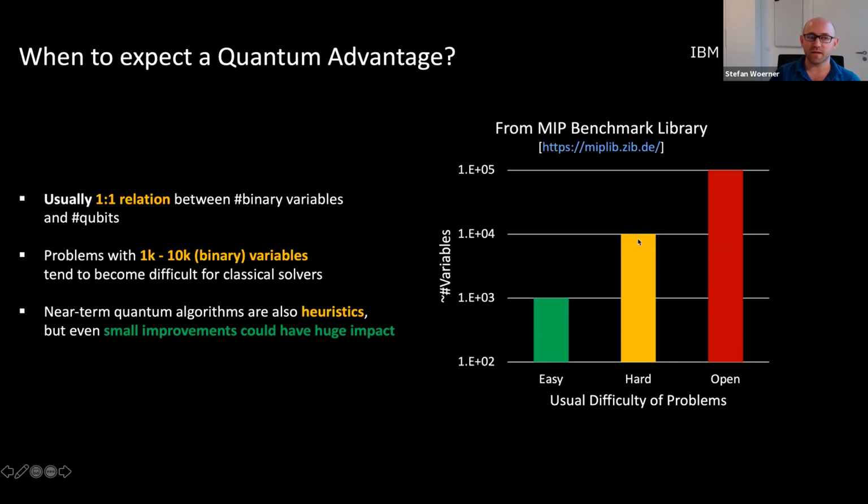Then around 10,000, they tend to be hard. That means they have been solved, but possibly in longer time and on larger hardware. And if you go to 100,000, then they often are open, so they haven't been solved to optimality. This is a bit of a simplification, but it gives you some orders of magnitude. And that also means that due to this one-to-one relationship, we can expect a quantum advantage here, likely if we reach a problem size of 1,000 to 10,000 variables. So this is likely the scale where we hope to see a quantum advantage.